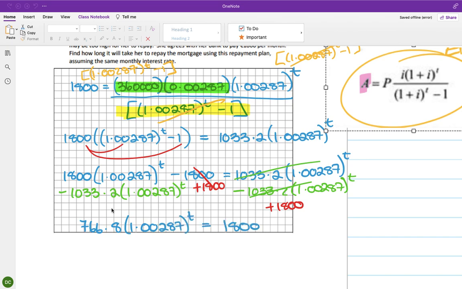This is an unknown power, so this looks like it's going to be logs. So divide by 766.8, divide by 766.8. So I get 1.00287 to the power of t equals... is that a big number? Okay, I'm going to leave it as a fraction because it's a really awkward number.